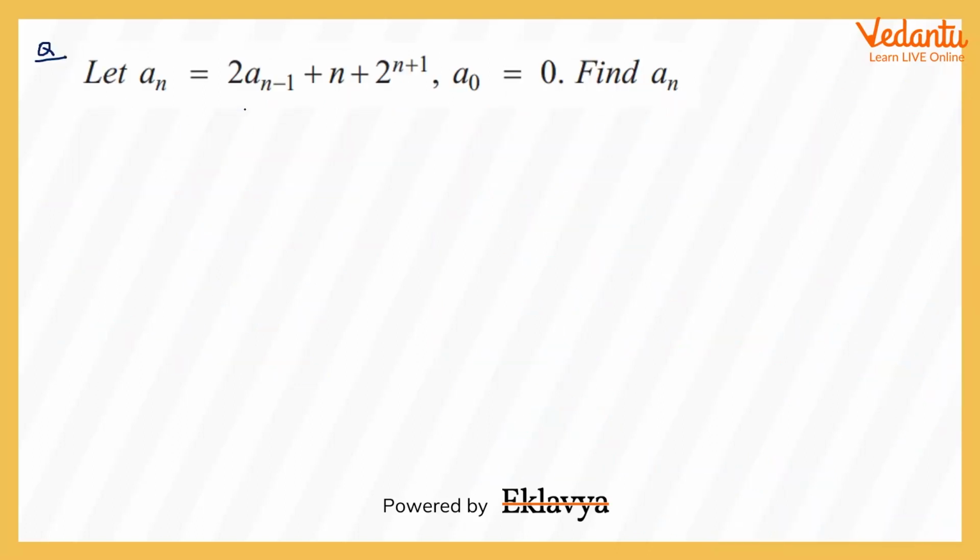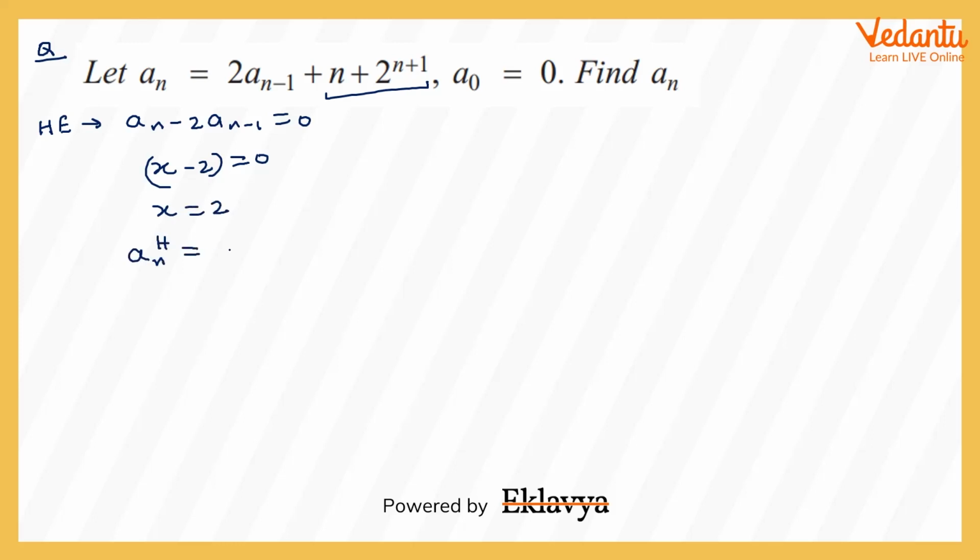This question says an is equal to 2 into an minus 1 plus n plus 2 power n plus 1, where a0 is equal to 0. So here you can see that fn is a combination of a polynomial and an exponential function also. So first we will break this equation into the homogeneous part, which is an minus 2 an minus 1 only, corresponding to which the characteristic equation will be x minus 2 equal to 0. So the root would be x is equal to 2. So an h should be equal to a into 2 power n.